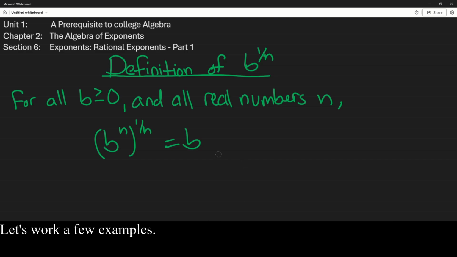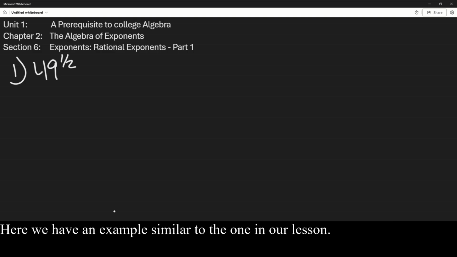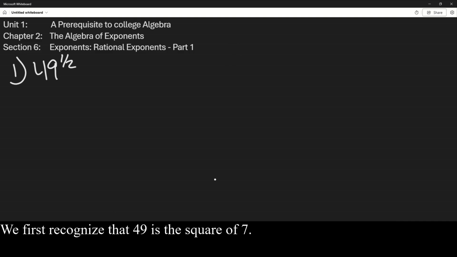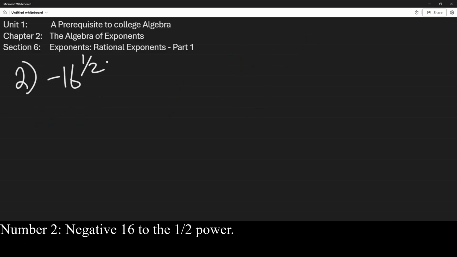Let's work a few examples. Number 1, 49 to the 1/2 power. Here we have an example similar to the one in our lesson. We first recognize that 49 is the square of 7. Plugging that in, we have 7 squared to the 1/2 power, which equals 7 to the 2 over 2, which equals 7. Number 2, negative 16 to the 1/2 power.